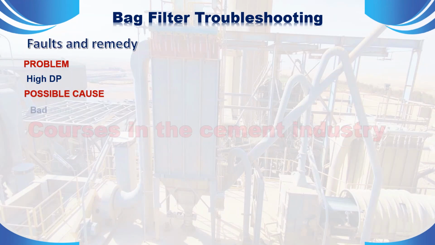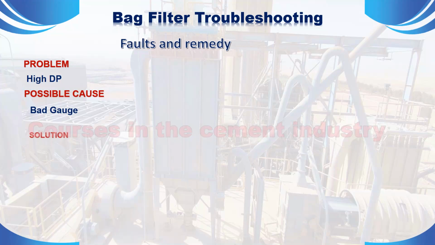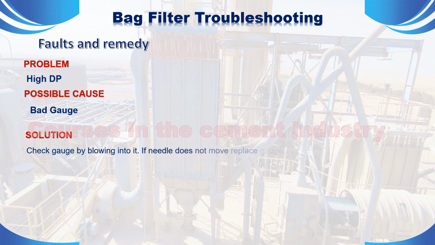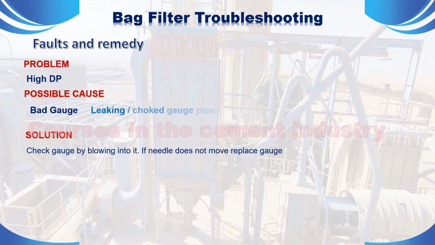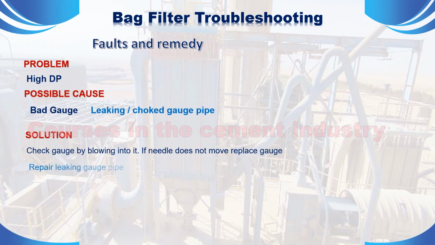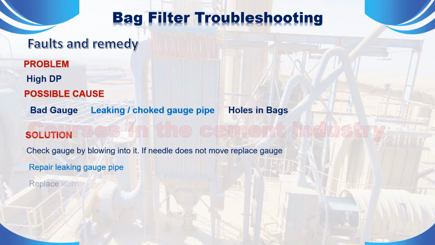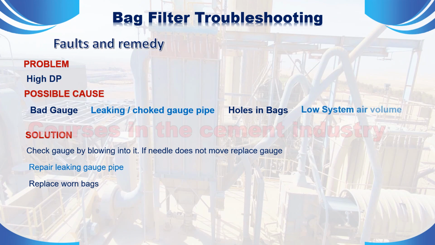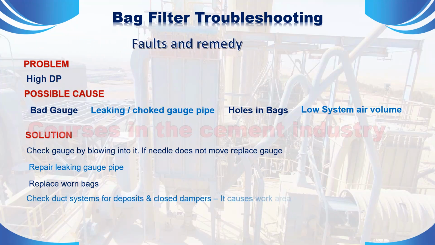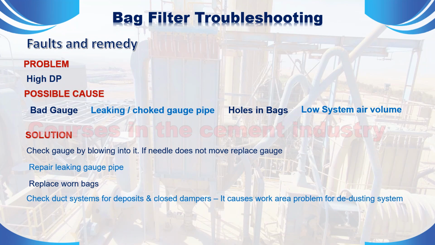18. Bad gauge. Solution: check the gauge by blowing into it. If the needle does not move, replace the gauge. 19. Leaking or choked gauge pipe. Repair the leaking gauge pipe. 20. Holes in bags. Replace worn bags. 21. Low system air volume. Check duct systems for deposits and closed dampers. It causes work area problems for the dedusting system.